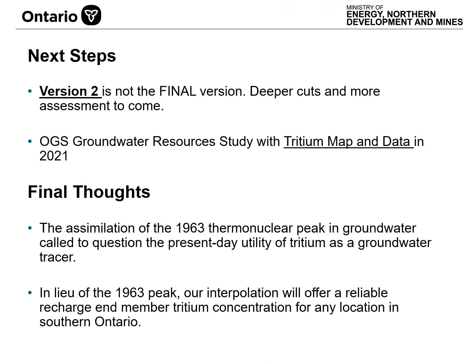So as far as next steps go, version 2 is not the final version. We are still working to improve the quality and reliability of the interpolation. We plan to publish the map and accompanying data sometime in 2021. This publication will also include the error assessments and the reasoning behind the selection of empirical Bayesian kriging as our interpolation method, aspects that I didn't have time to discuss today. And I'll end with some final thoughts.